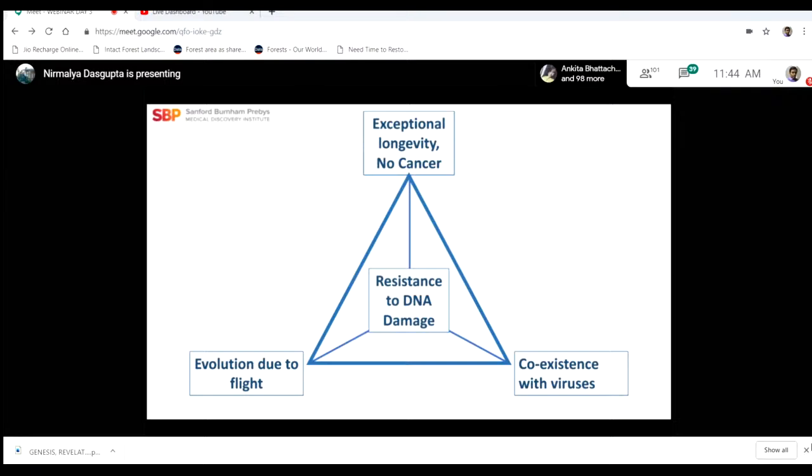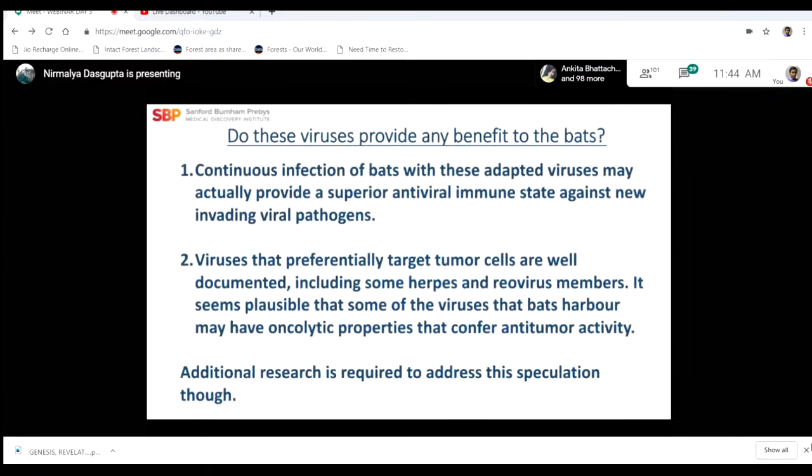Now you can ask, do these viruses provide any benefit to the bats? There is some speculation that continuous infection of bats with these adapted viruses may actually provide a superior antiviral immune state against new invading viral pathogens. If a new virus attacks the bat, they already have interferon alpha and other things, so they can clear those new viruses.